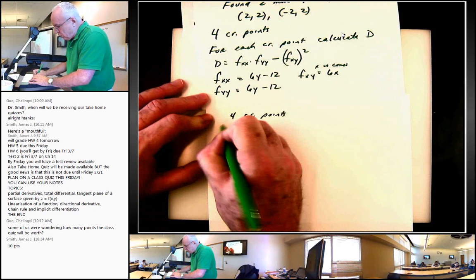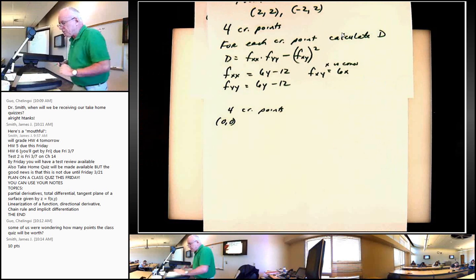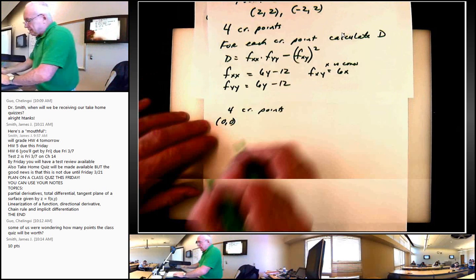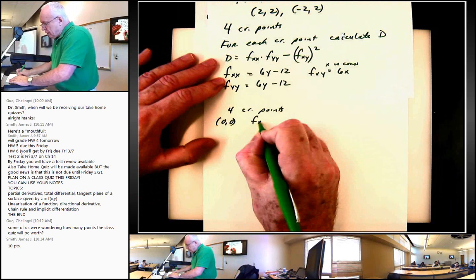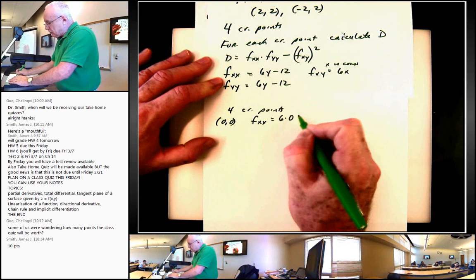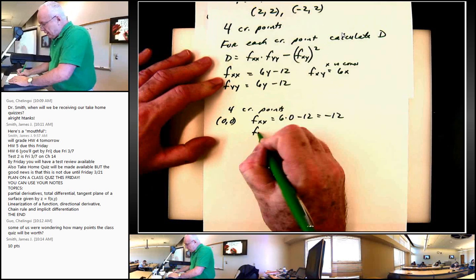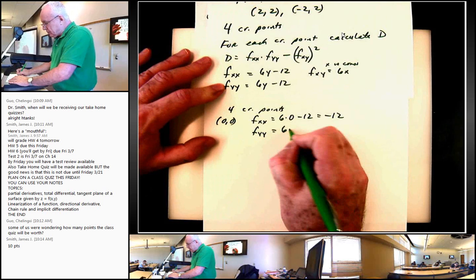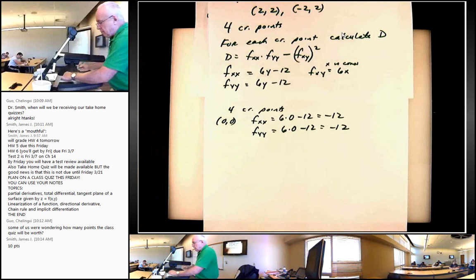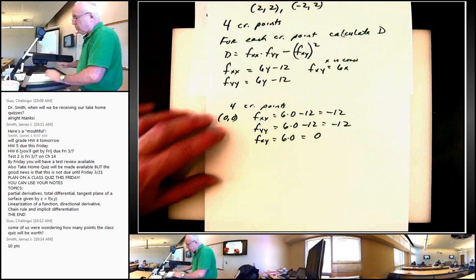So let's first of all look at the 0, 0 point. Now here are my formulas for the second partial derivatives. So when x and y both equal 0, my fxx is going to be what? 6 times 0 minus 12, so it's negative 12. My fyy is going to be the same thing. 6 times 0 minus 12, negative 12. My fxy is 6 times x, so that's 6 times 0, so it equals 0.